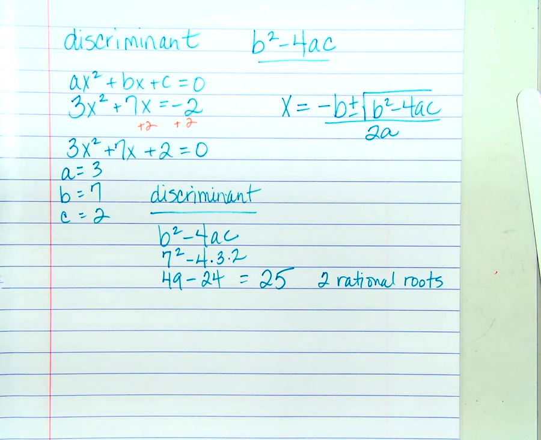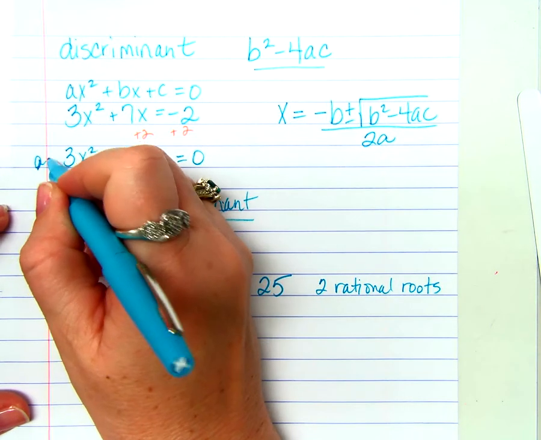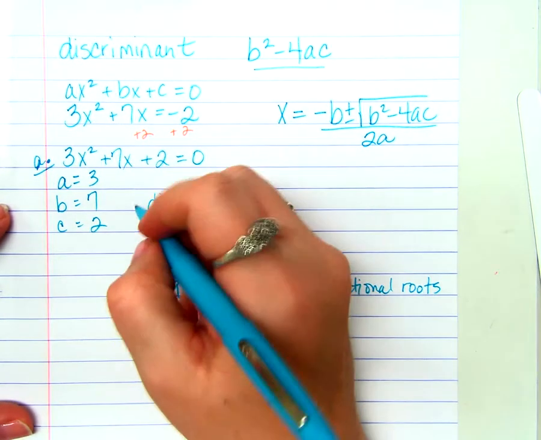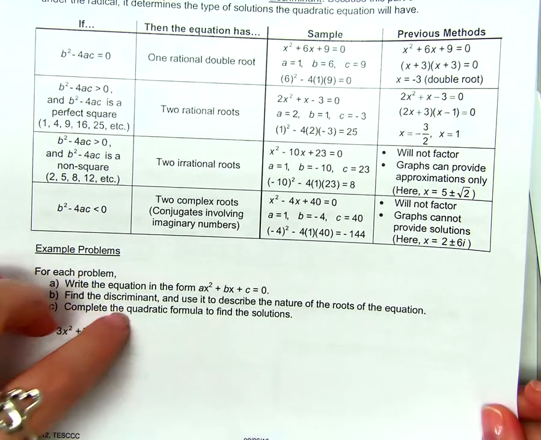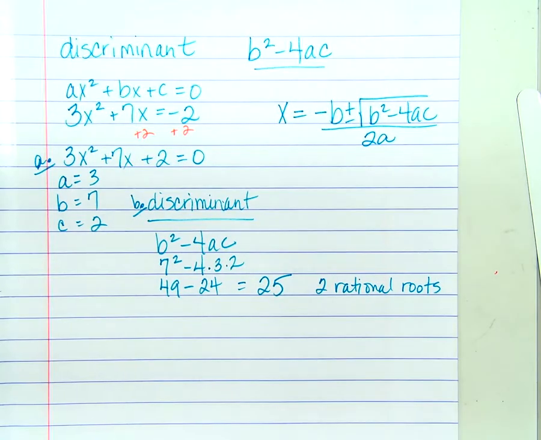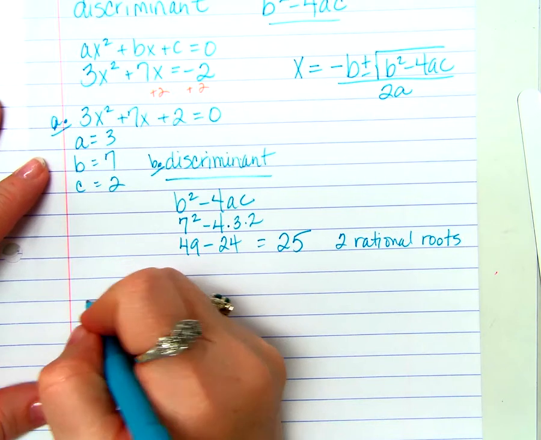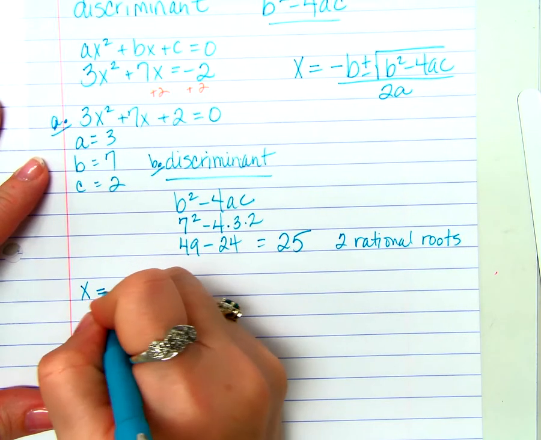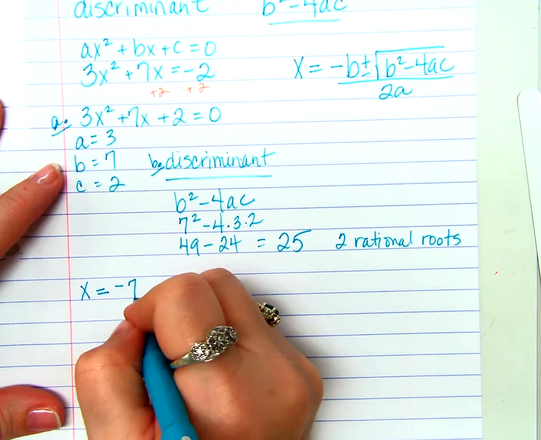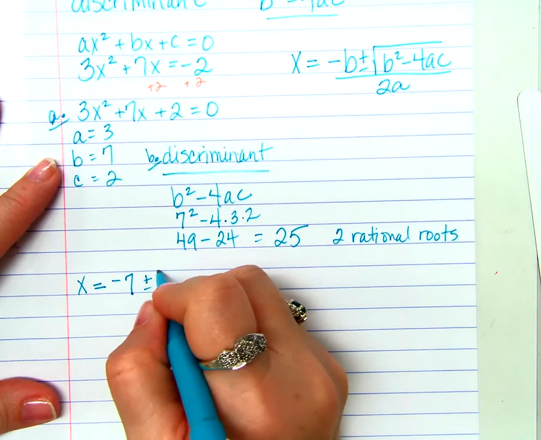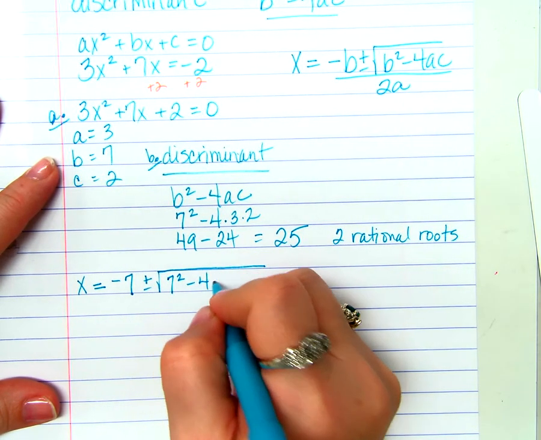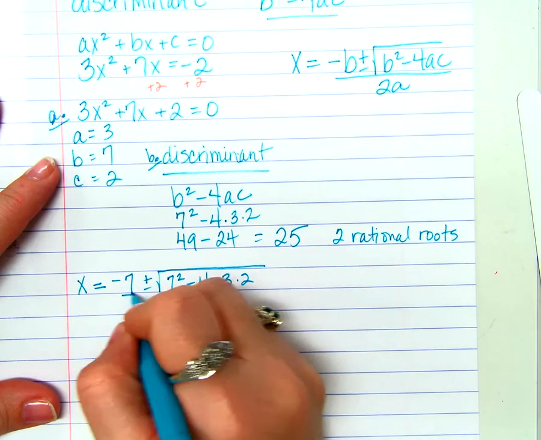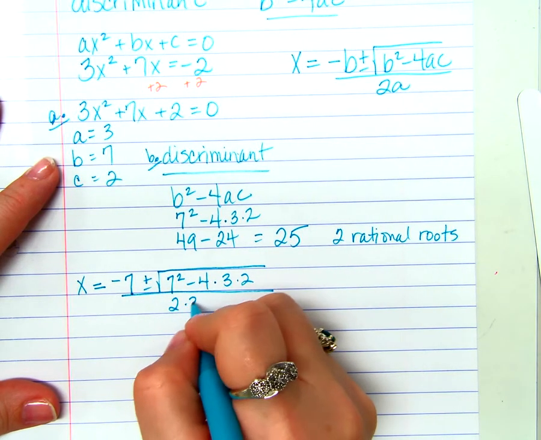We okay so far? So here was A, getting it in the right form. That was part A. Find the discriminant is part B. Part C says complete the quadratic formula to find the solutions. Let's see. X equals negative B plus or minus the square root of B squared minus 4AC all over 2A.